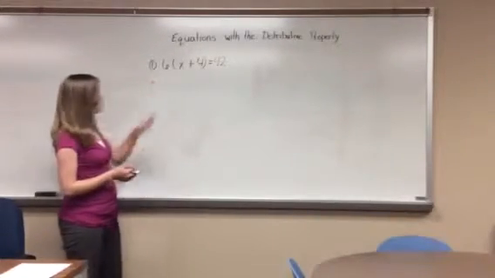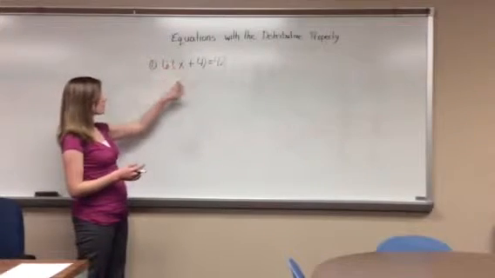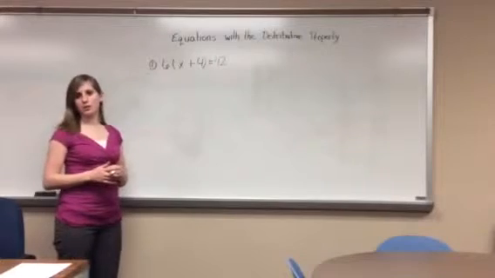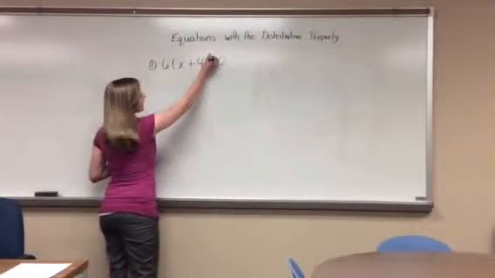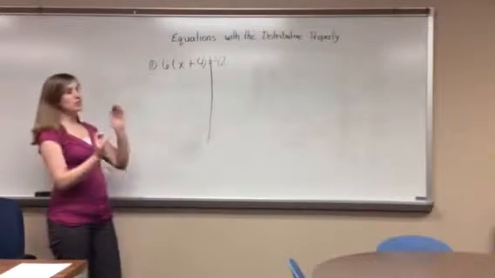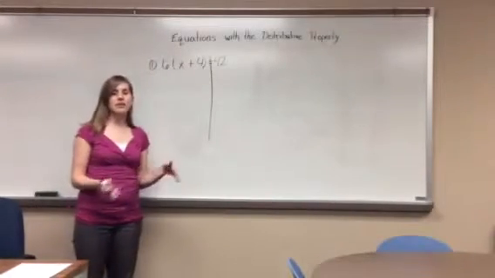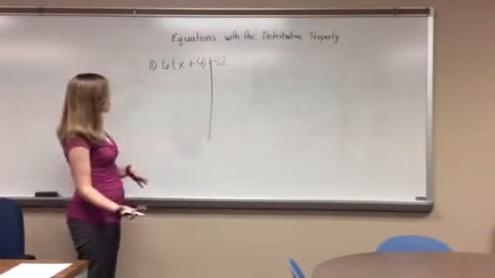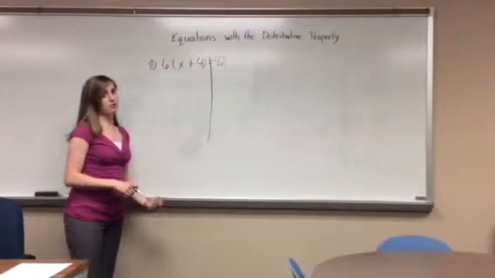Taking a look at number 1, we have 6 times the quantity x plus 4 equals 42. So I'm going to put my line through the equal sign like I always do. Now to solve this equation, I don't want the parentheses there. If the parentheses weren't there, I'd be able to solve it. So to get rid of those parentheses, we will use the distributive property.